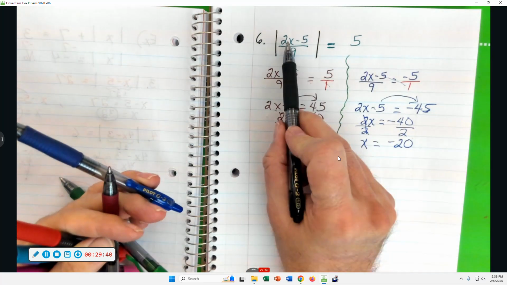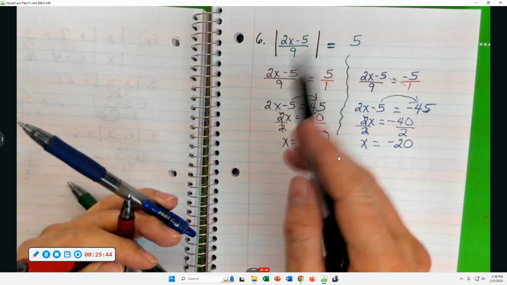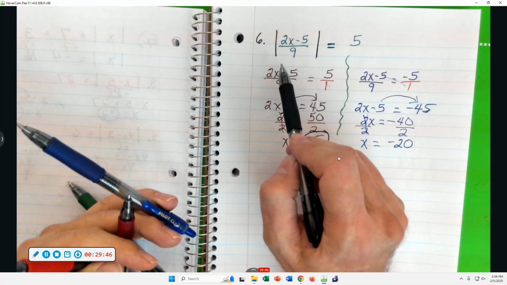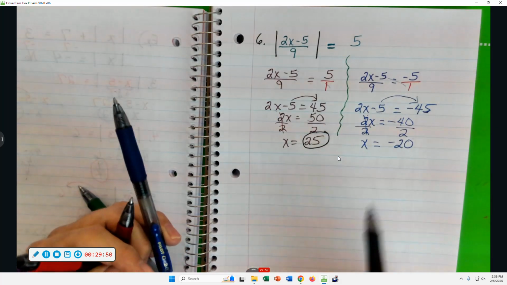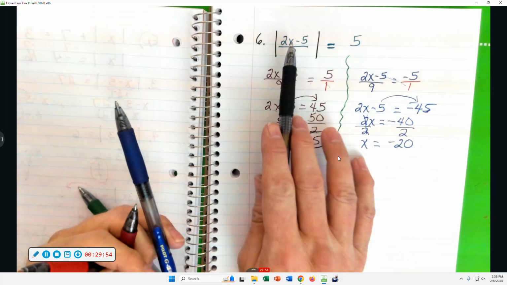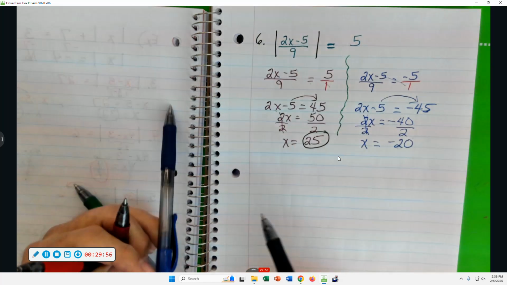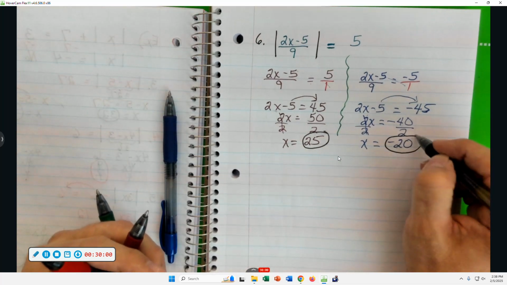If I plug a positive 25 in here, I get a positive 5 in there. If I plug a negative 20 in here, I get a negative 5 inside there. So positive 25 and negative 20.